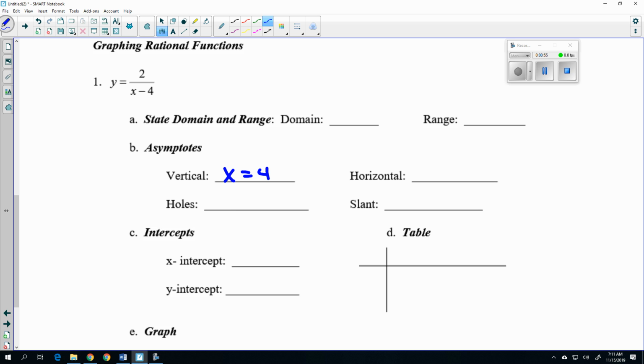How do I know the difference then between a horizontal and a slant? So I've gotten rid of hole. I know there isn't a hole because the denominator didn't cancel. How do I tell the difference if I have a horizontal or slant? I have one or the other. What do you think? When the power is bigger in the numerator, I have a slant. So I'm repeating that here. So that's gone. So I have a horizontal.